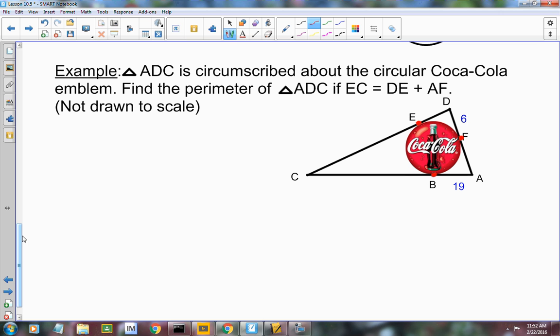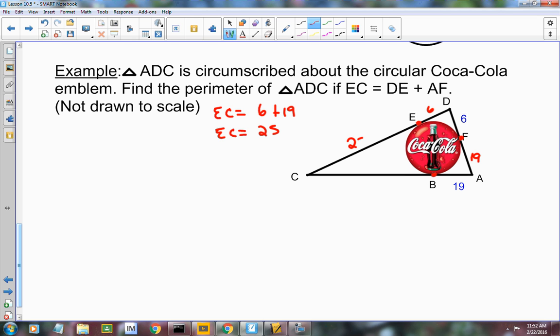Okay, and it wants us to find the perimeter of triangle ABC. It also tells us that EC equals DE plus AF, okay? All right, so if these are tangent, then what's true about DE and DF? They're equal, okay, so they're both 6. What about FA and BA? They're congruent, so they're both going to be 19, okay? And then EC is made up of DE plus AF. DE is what? 6. AF is 19. Add those together, that means EC is 25.